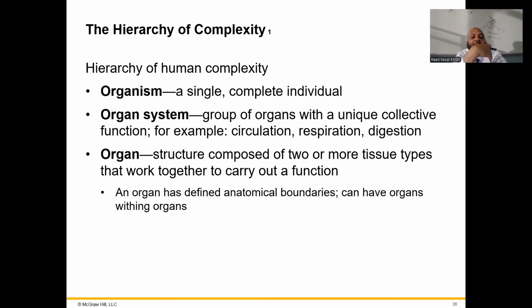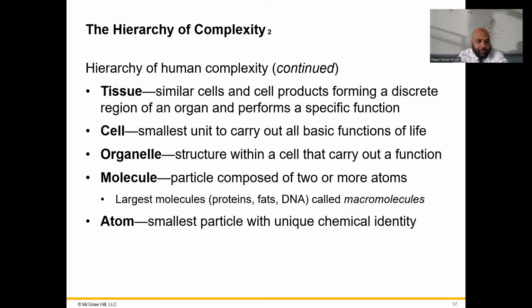So the organism is a single complete individual. The organ system is a group of organs with a unique collective function, for example, the circulation, respiration, and digestion. The organ is a structure composed of two or more tissue types that work together. We talked about that. The tissue is similar cells and cell products forming a discrete region of an organ and performs a specific function. We talked about all this.